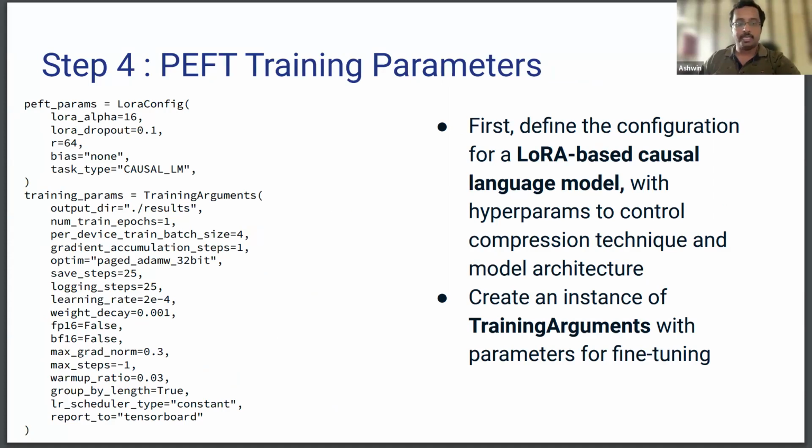Okay, so this slide is where you're setting up your parameters, right? The first one is the PFT parameters, the second one is the training parameters. The difference between the two is that the first one is where earlier we talked about the different ways you can apply PFT. We are going to use LoRa here, which is a causal language model.